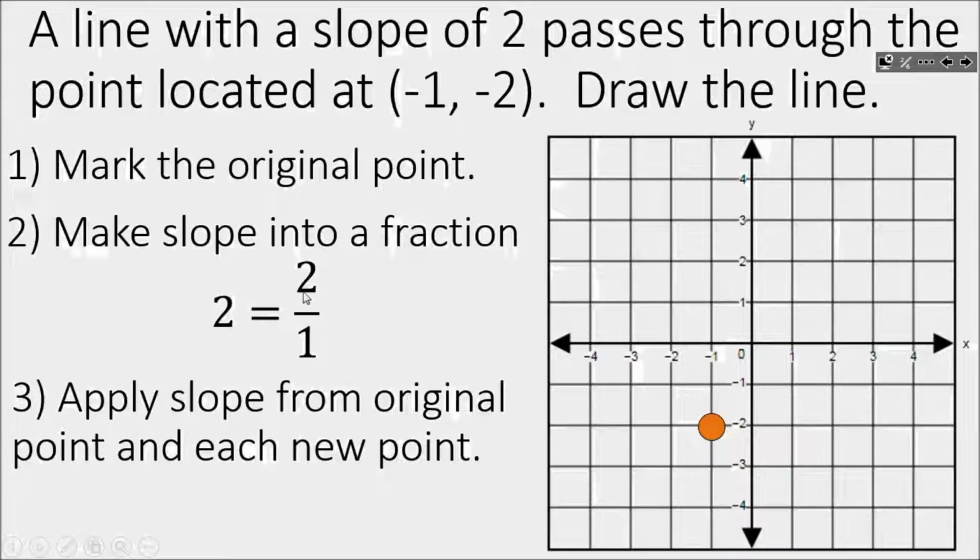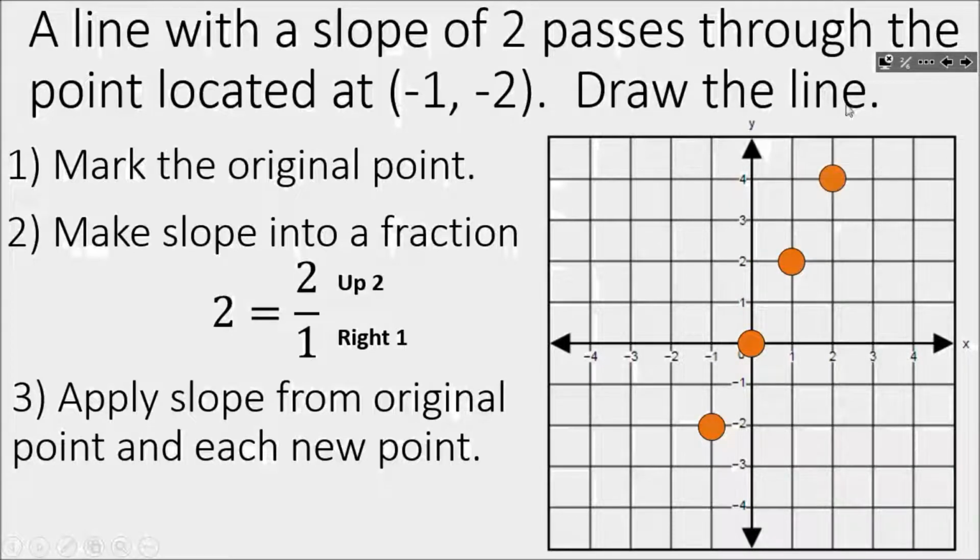So 2 over 1. Now this is the vertical change of 2. That means it's up 2, and a horizontal change of +1 means right 1. So from our point, we're going up 2, right 1. So here's our point. We're going to go up 2, right 1, and there's our new point. We're going to go up 2, right 1 again and plot another point. Up 2, right 1 again, and there's a point.